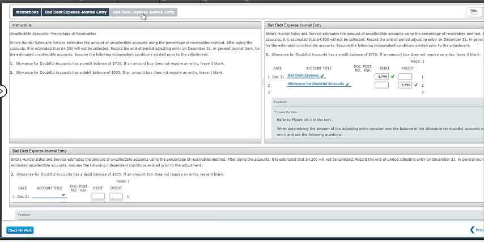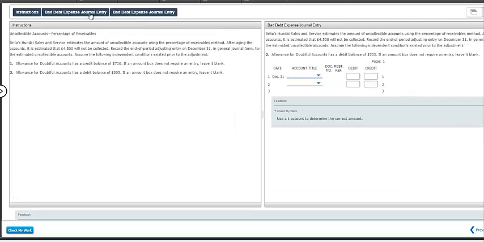Okay, now let's look at the next entry using the assumption that the allowance for doubtful accounts has a debit balance. So if you're working with the receivables method, it's critical that you look to see what kind of balance is existing in the account at the time of your adjustment. Okay, so since this is a debit balance, we have to get it to be a $4,500 credit balance.